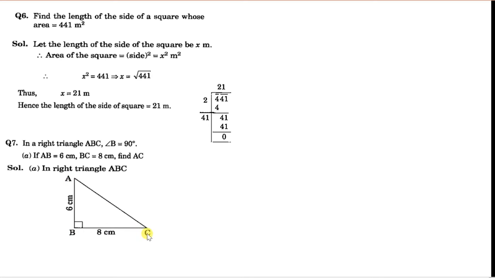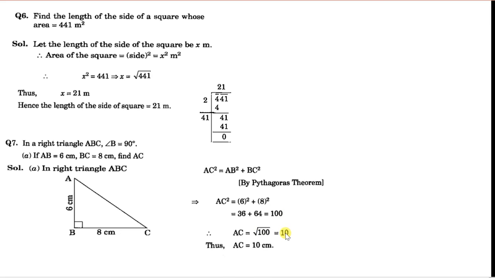So we can find it using the Pythagoras theorem. The Pythagoras theorem says that the square of the hypotenuse is equal to the sum of the squares of the other two sides. So we have AC square equals AB square plus BC square. AB is 6, so 6 square, plus BC is 8, so 8 square. So we get 100. So AC will be the square root of 100 and the square root of 100 is 10. So the hypotenuse is 10 centimeter.